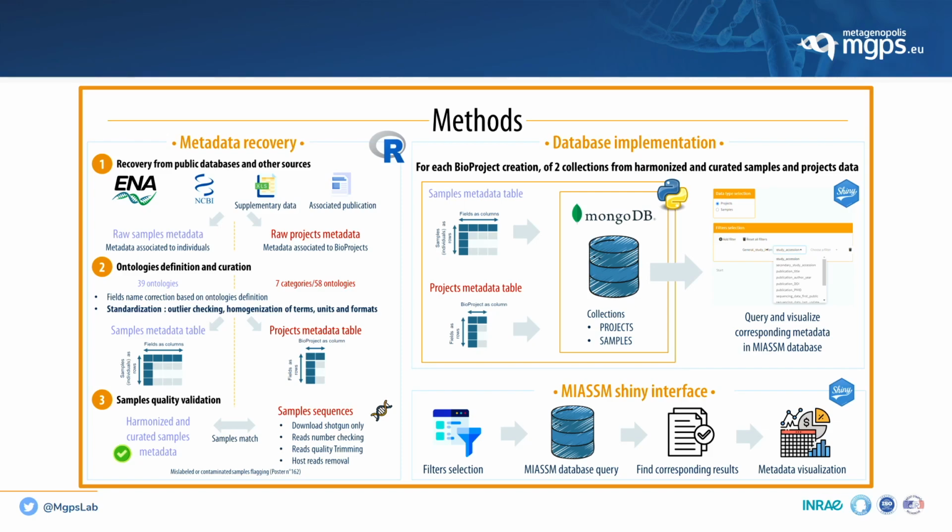In this interface, you can choose precise filters to apply on the request among all the available fields on either samples or project collections. Then, the MIASSM database is queried according to these criteria in order to find the corresponding results and visualize the associated metadata.